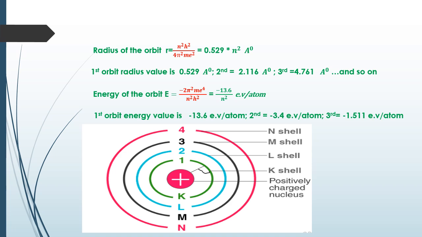Again, it fails to explain why the angular momentum of the moving electron in the orbit is quantized. Finally, it cannot explain how atoms are able to form molecules in terms of chemical bonds, how chemical bonds are forming in molecules or atoms. It cannot explain this scenario also.